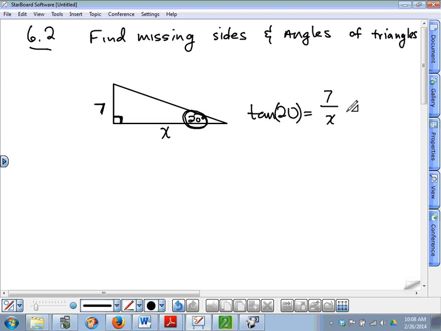Okay? Here's how you solve something like this. We're solving for x. X is on the bottom of a fraction. Okay? What if we multiplied by x on the right side? What would happen if we multiplied by x on the right side?